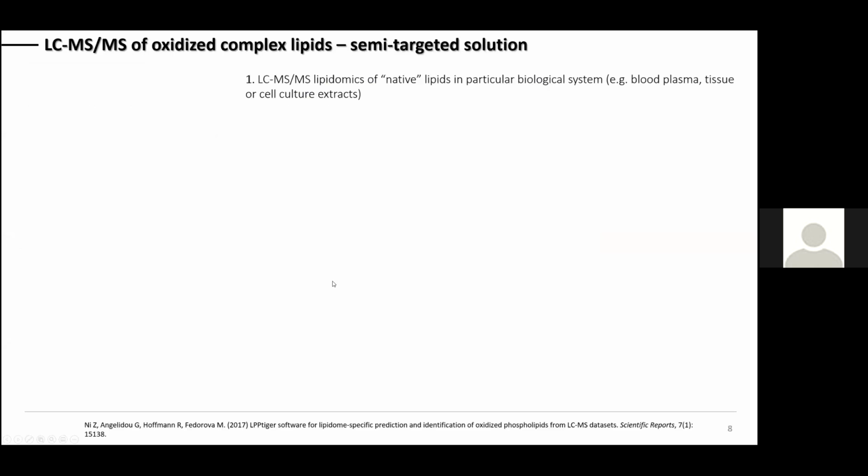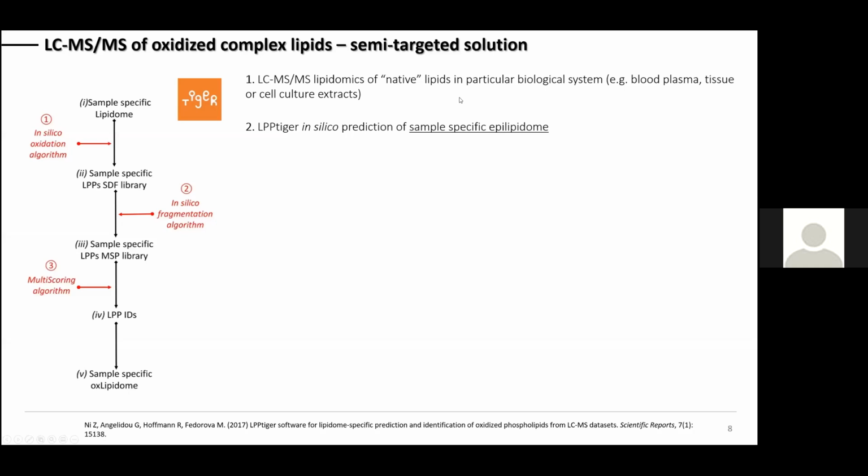So what we came up with here is a combination of analytical and bioinformatical solutions, where we first identify a native lipidome in our particular matrix of interest, so blood plasma, tissue, or cell extracts. And afterwards, we use this native lipidome to perform in silico oxidation. For that, we use our software tool, LPP Tiger, where one part of the algorithm allows us to predict oxidized lipids which will be specific for these particular lipids of a native lipidome.